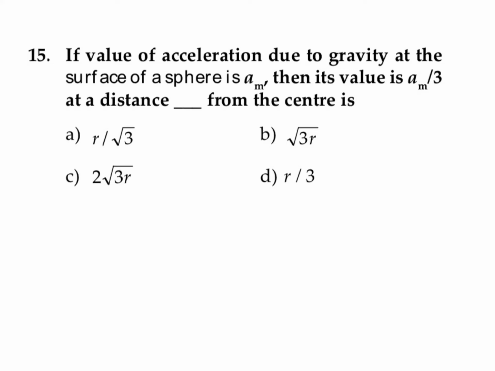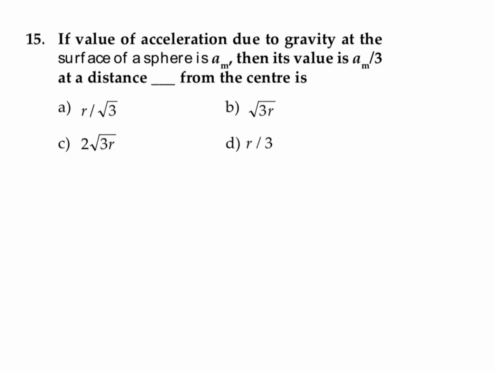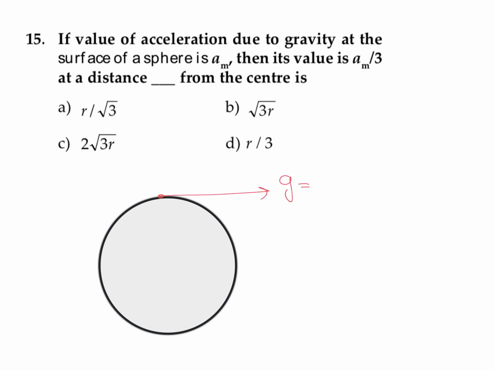So in this question it is given that if the value of acceleration due to gravity at the surface of a sphere is g naught, then the value is g naught by 3 at a distance dash from the center. So in this question they are given the acceleration due to gravity on the surface. So we know that the value of acceleration due to gravity on the surface, that equation is going to be nothing but GM divided by R square.